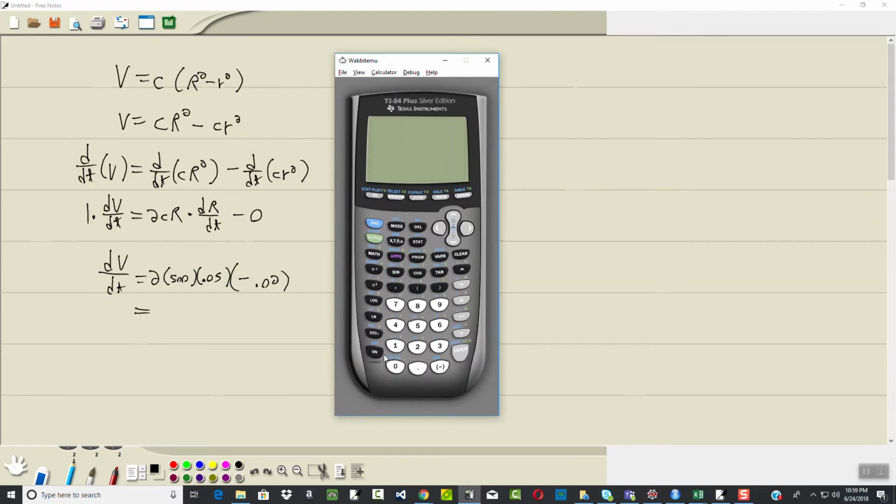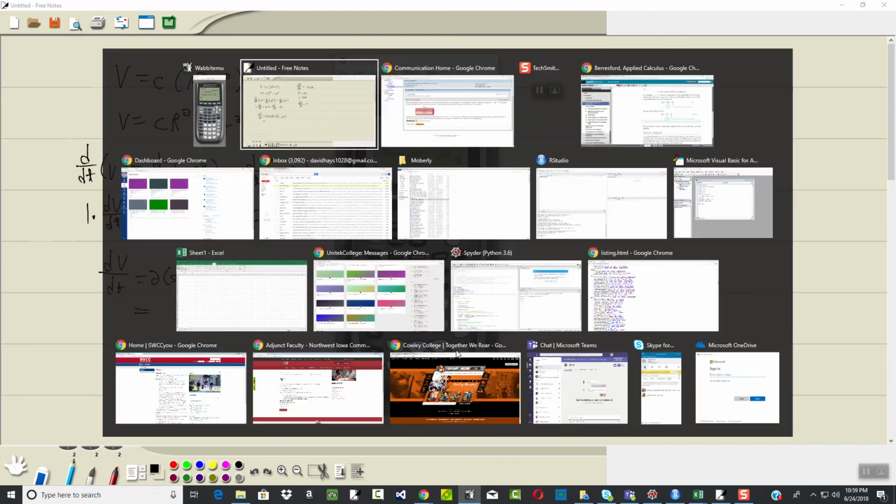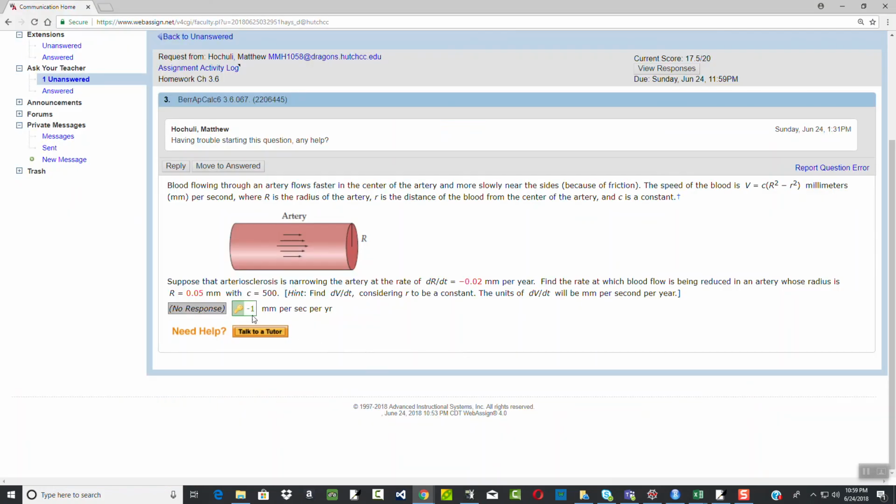Of course, I didn't read the problem to see what they're even asking for, but 2 times 500 times 0.05 times negative 0.02, negative 1. Geez, that comes out nice. Oh, negative 1. And that's how you work that problem.